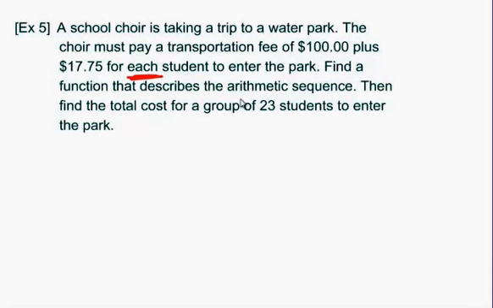It says find a function that describes the arithmetic sequence. So it's y equals something times x plus something, right? Now it says $100 plus $17.75 for each student. When we see that word each, that's multiplication. So it's going to be 17.75x, because it's multiplication, right? Each student pays that much, and we don't know how many students, plus the one-time fee. It just says a transportation fee of $100, no matter how many students.